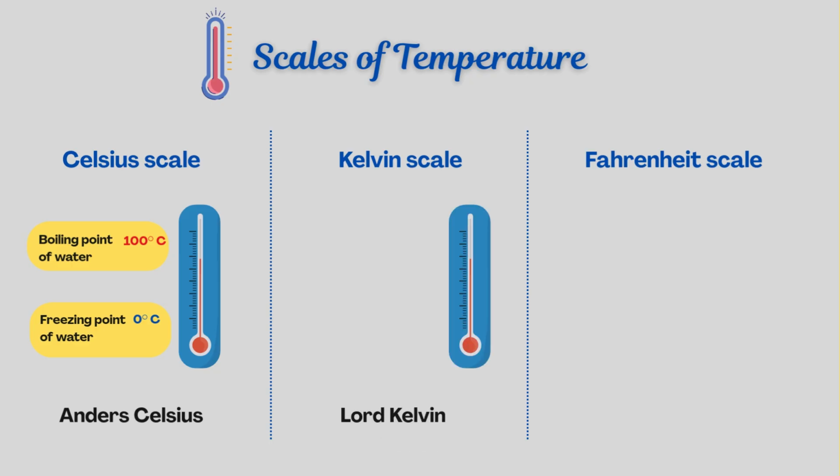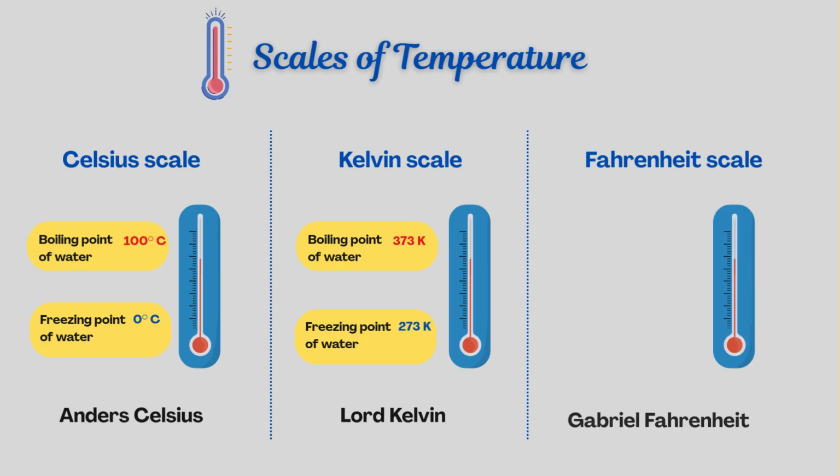Kelvin scale was invented by Lord Kelvin. On this scale, the melting point of pure water is taken as 273 K and boiling point is taken as 373 K. The scale is divided into 100 equal parts. Fahrenheit scale was devised by Gabriel Fahrenheit. On this scale, the melting point of pure water is taken as 32 degrees Fahrenheit and the boiling point is taken as 212 degrees Fahrenheit. The interval between the two fixed points on this scale is divided into 180 equal parts.